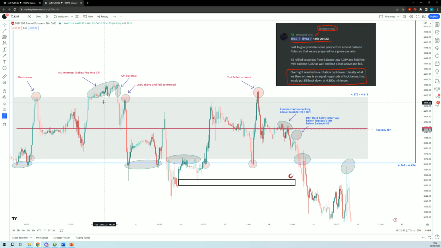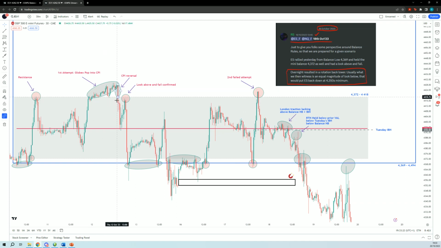Observe, each time buyers looked above, they failed to find traction, and what followed was a high tempo rejection, a swift move down that resulted in intraday one-time framing down. The behavior was the same on Thursday and Tuesday. Let's bring in the balance rules here. What do they suggest? A move back down to the balance halfback.